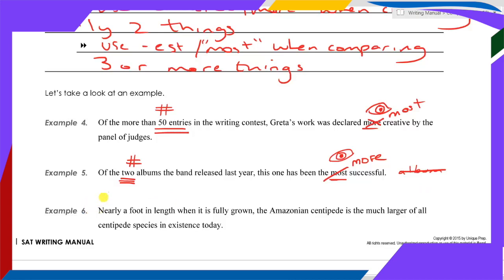In example 6, nearly a foot in length when it is fully grown, the Amazonian centipede is the much larger of all centipede species in existence today.